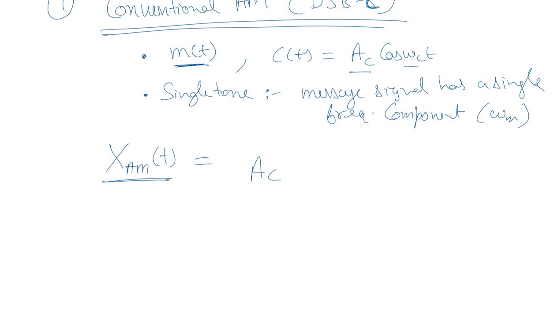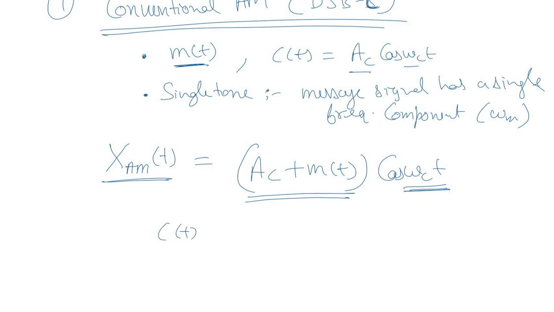Because only the amplitude is going to be affected. So the amplitude will be affected with respect to the message signal. So the new amplitude will be (AC + m(t)) cos omega_c t. The frequency remains as it is, phase remains as it is, only the change is in the amplitude of the carrier signal. The carrier signal was c(t), that was AC cos omega_c t. So the frequency and phase remain as it is, the amplitude is varied in accordance with the message signal.